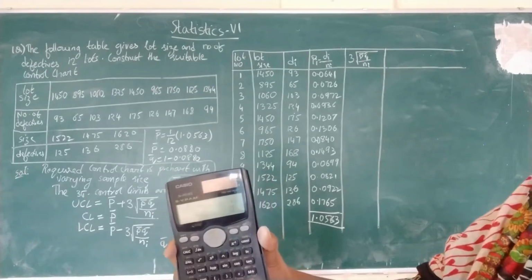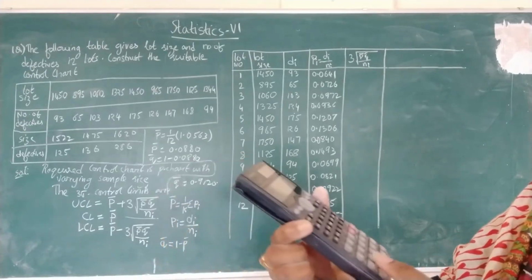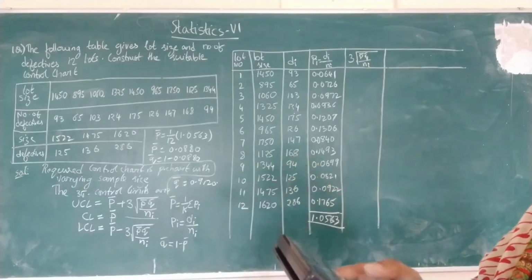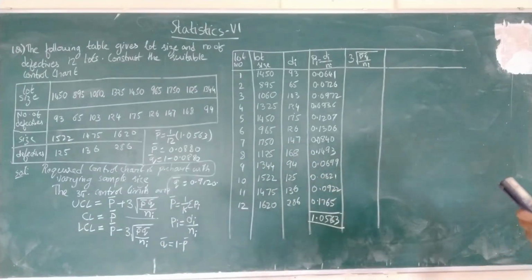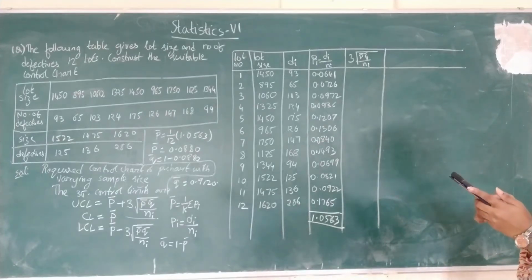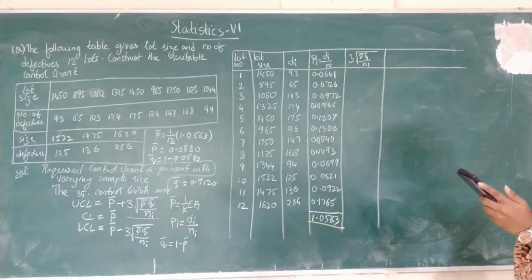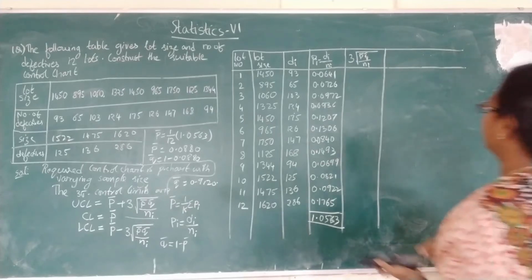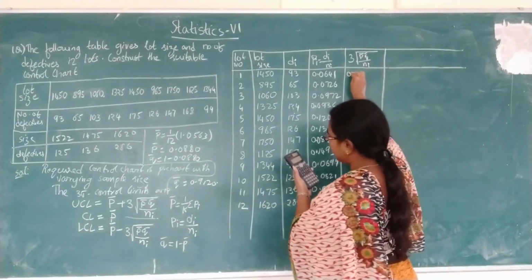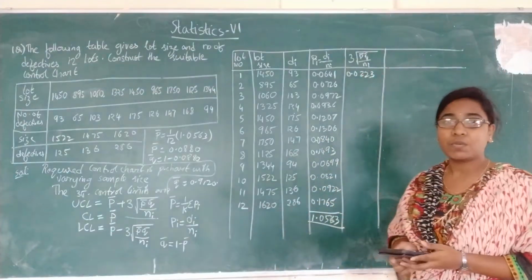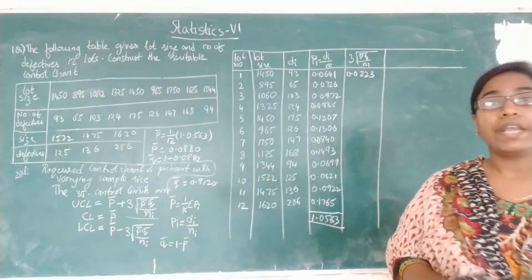What is the Ni value here? 1450. Substitute 1450 and close the other bracket. You will get the required first column, that is 3 into under root P bar Q bar by the first Ni. So you will get the first column value as 0.0223.